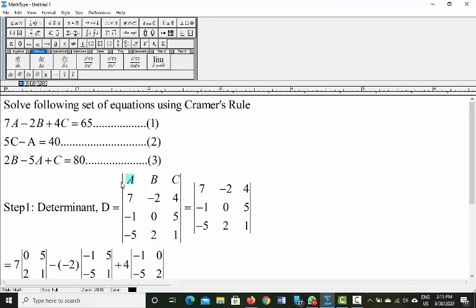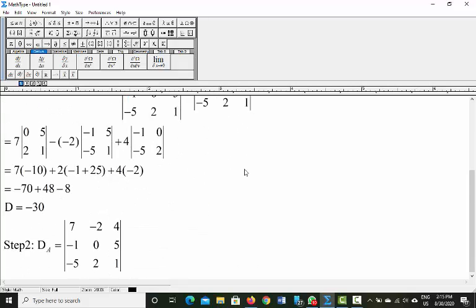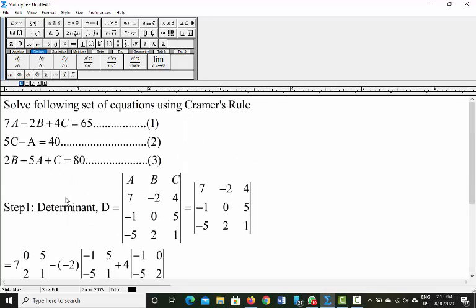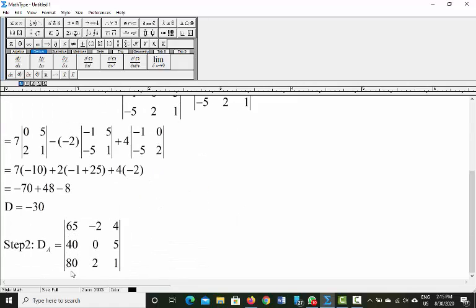will be replaced by 65, 40, 80. So here we will have 65, here we will have 40, here we will have 80. So 65, 40, 80 will replace the coefficient column of A. Now let us calculate these determinants.